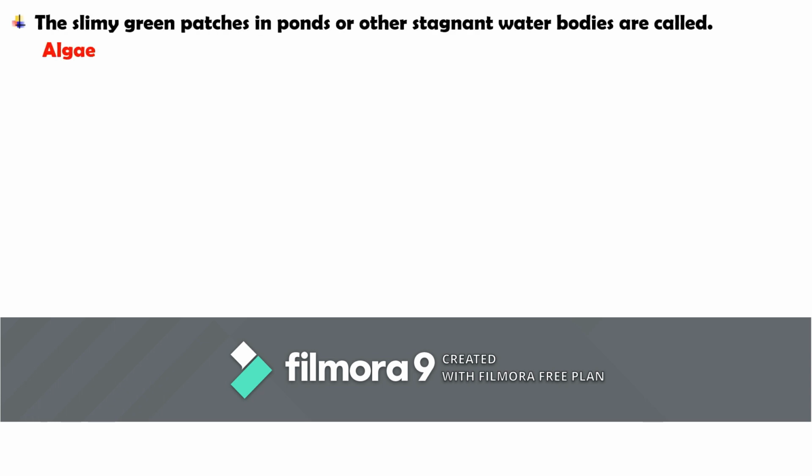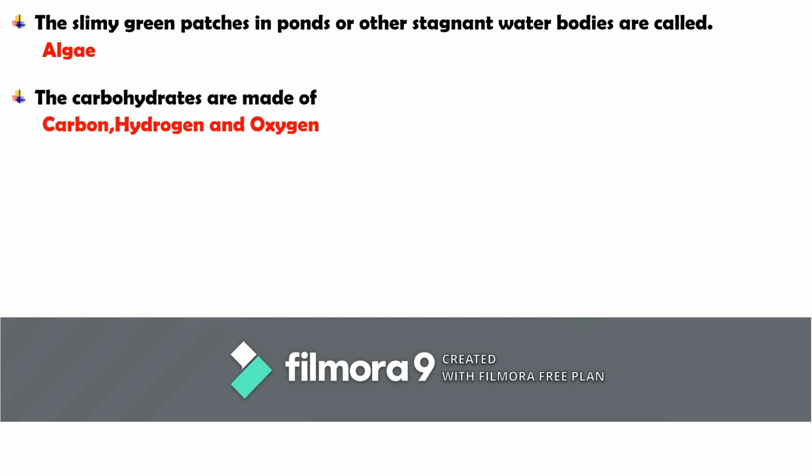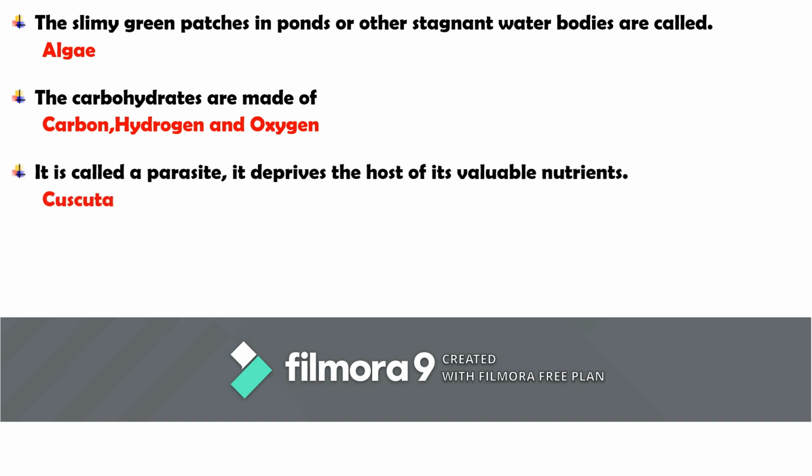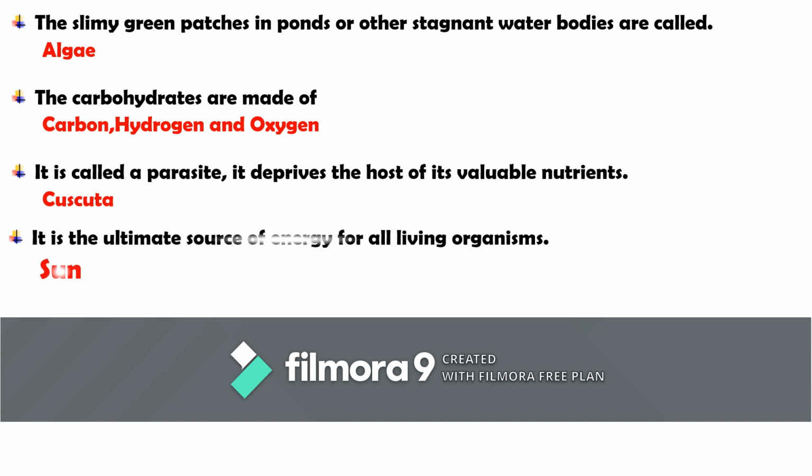The slimy green patches in ponds or other stagnant water bodies are called, yes you are right, algae. Next question. Carbohydrates are composed of carbon, hydrogen and oxygen. It's called a parasite. It deprives the host of its valuable nutrients: Cuscuta.